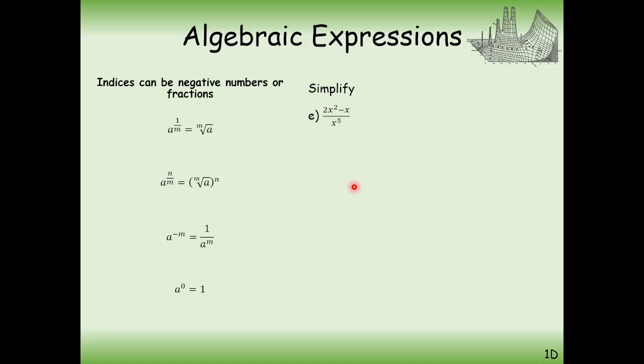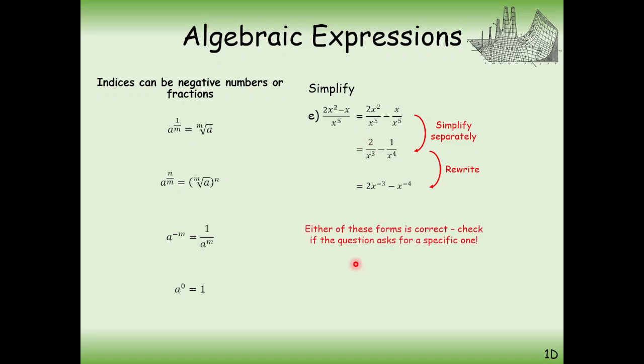And for another simplification, 2x squared minus x divided by x to the power 5. We need to follow the division rule: we have to segregate the terms, 2x squared by x to the power 5 minus x by x to the power 5. We have to segregate the numerator and denominator and simplify separately. So here we will be getting 2x to the power minus 3 minus 1 by x to the power 4. We cancel x here and x squared there, so we get the answer like this. We can rewrite it in the form x to the power minus 3 minus x to the power minus 4, and either of these forms is correct.